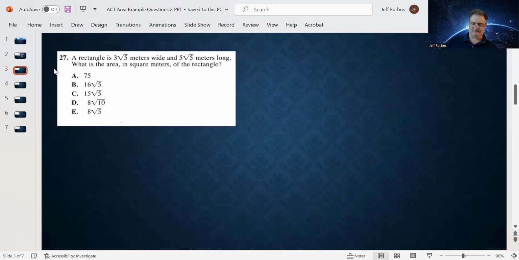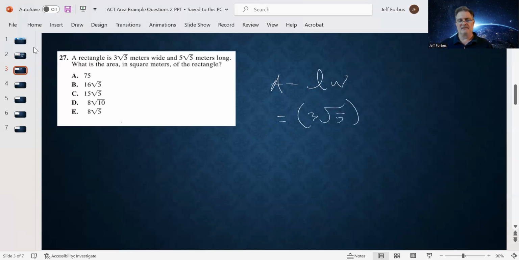Okay, so here we have something that's just straight forward math. A rectangle is 3 times the square root of 5 meters wide and 5 square root of 5 meters long. What is the area in square meters of the rectangle? Well, you know, that's easy. It's just the area is equal to length times width. So this is just about you being comfortable with roots. And that's just going to be 3 square root of 5 times 5 square root of 5.